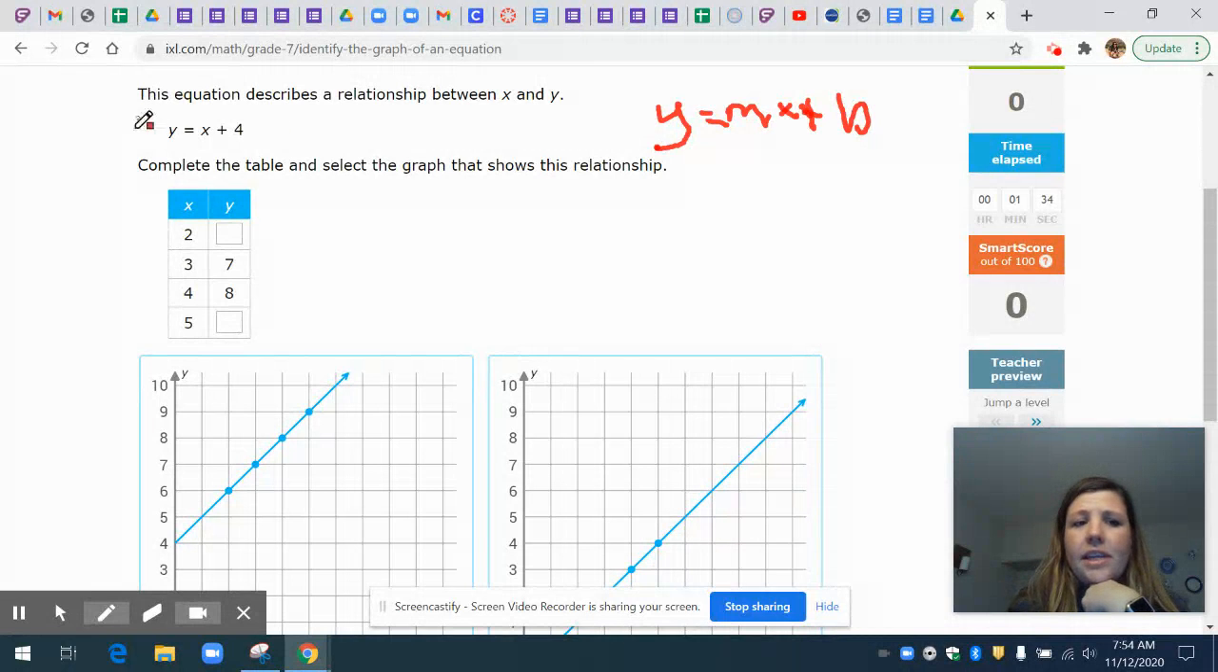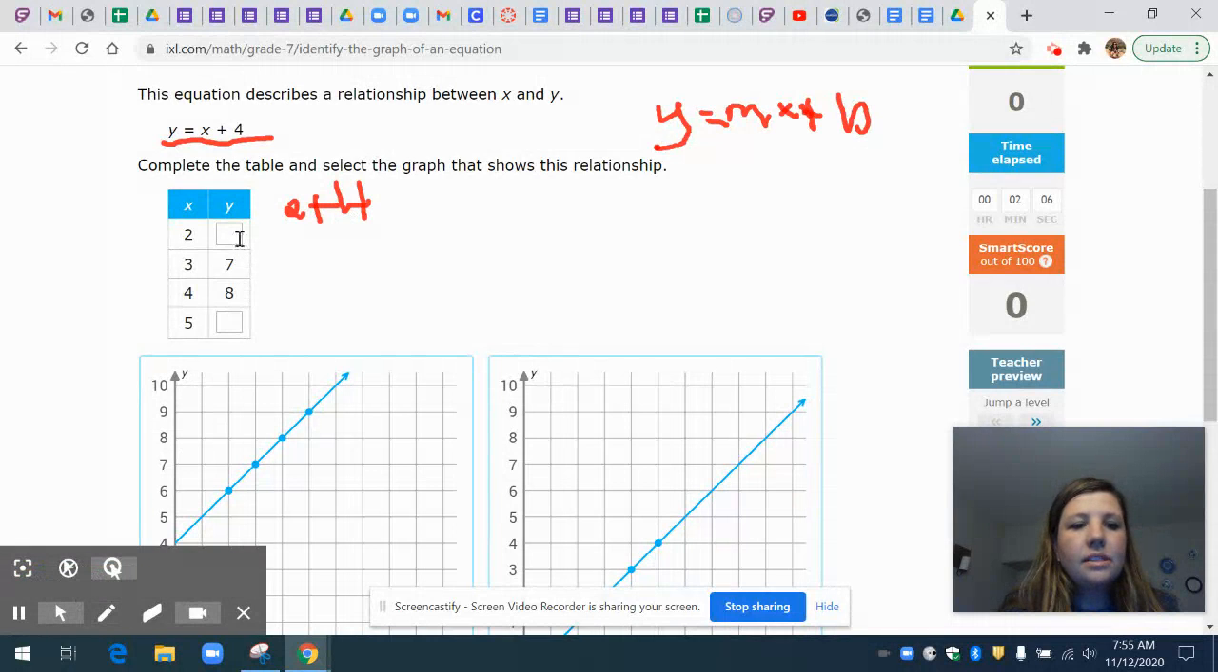So this activity here, the first equation on my IXL is y equals x plus 4. It wants us to complete the table and then choose which of the graphs match this equation and this table. Essentially all I need to do is plug these x values into this equation. My first x value is 2. So instead of x, I'll do 2 plus 4, which I know is going to give me 6.